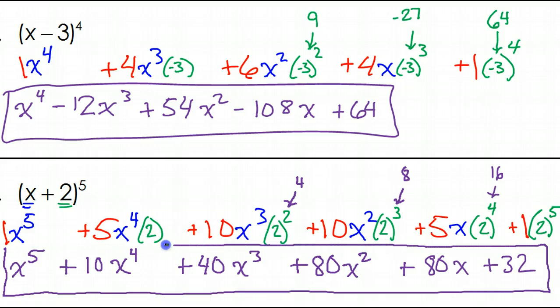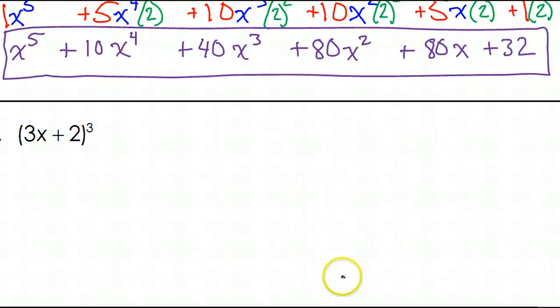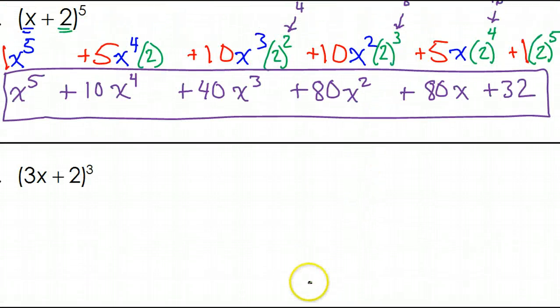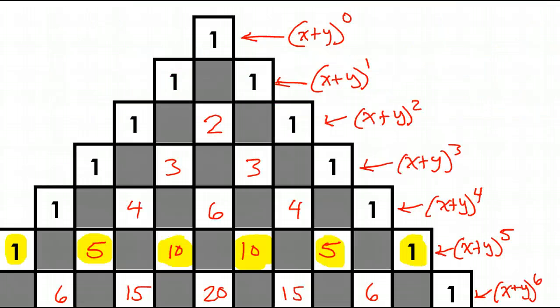All right, okay, using Pascal's triangle and this procedure described by the binomial theorem, this is much quicker than doing x plus 2 times x plus 2 times x plus 2 times x plus 2 times x plus 2. Okay, number 8, and I think this is the last one. It should be a relatively easy one, except it has the 3x instead of just x. But it's the third power, so let's make sure we're looking at the right row.